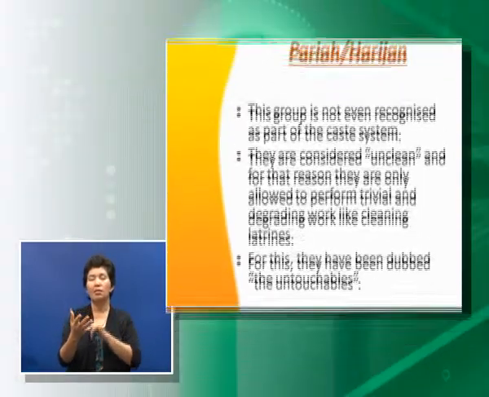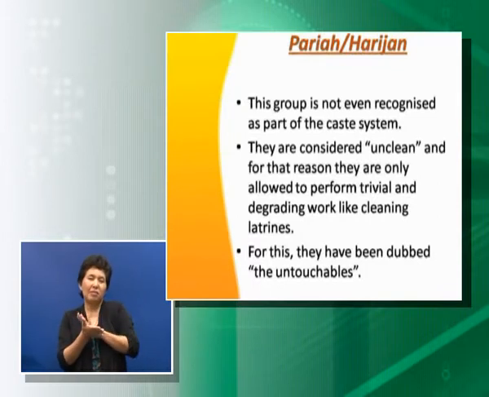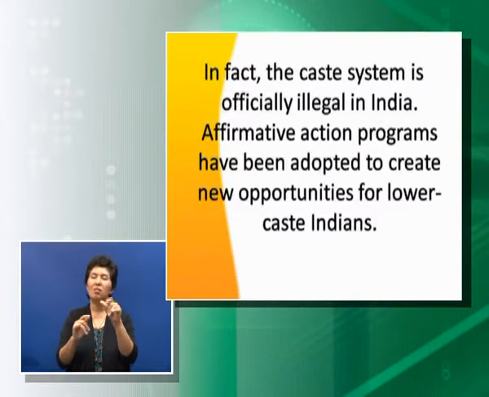However, the Parya, or Harijan, are not even recognized as part of the caste system. They are considered unclean, and for that reason they are only allowed to perform trivial or degrading work like cleaning. For this, they have been dubbed the untouchables. In fact, the caste system nowadays is officially illegal in India. Affirmative action programs have been adopted to create new opportunities for lower caste Indians.